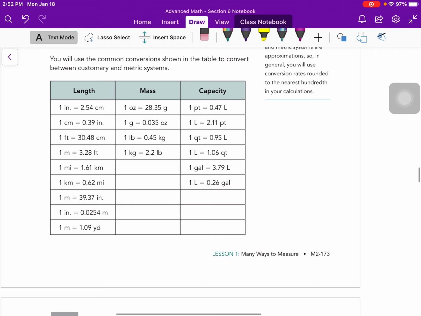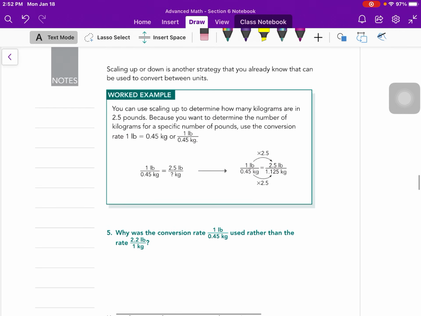There's some you might refer back to this chart, so you probably want to star it and note the page number. It gives you some of the common conversions to go from customary to metric in length, like inches to centimeters, centimeters to inches, feet to centimeters, meters to feet. In mass, which is grams and pounds and ounces, and capacity, which is like liters, pints, quarts, gallons, that kind of thing. So we're going to refer back to this for the next couple problems.